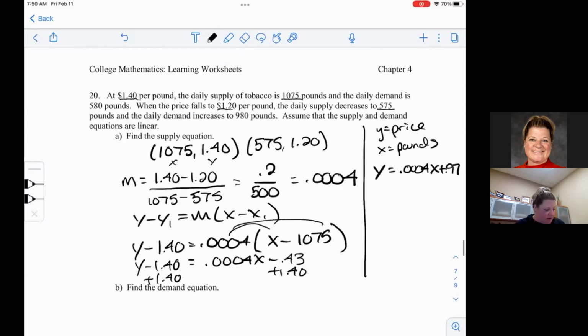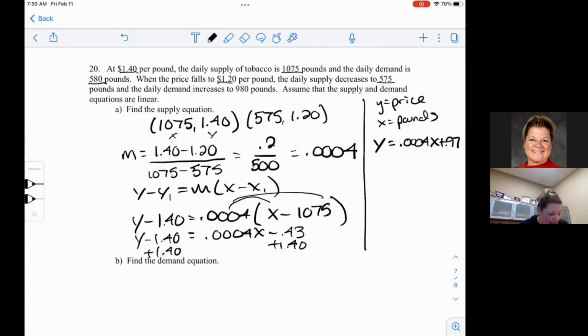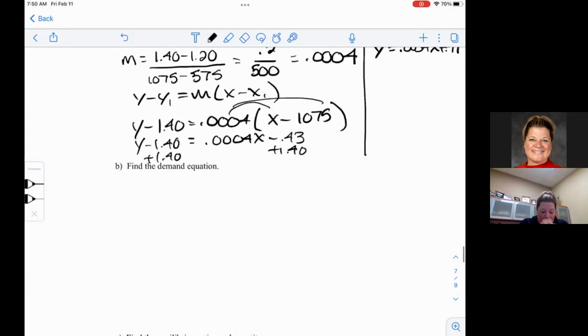What about demand? So we do the same thing for demand. Okay, so at $1.40, our demand was 580, and at $1.20, our demand was 980. Let's write those points, excuse me, to get the equation: 580 at $1.40, and 980 at $1.20. Okay, so there we are. See how we got those points? They were all about demand at that price.